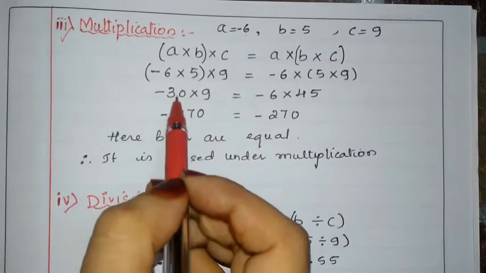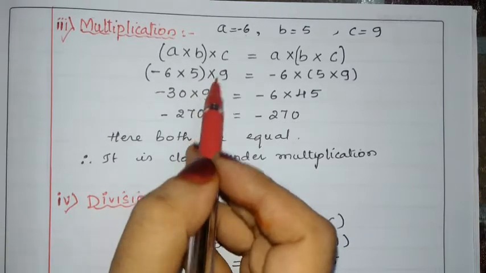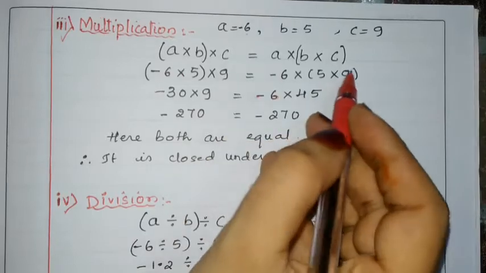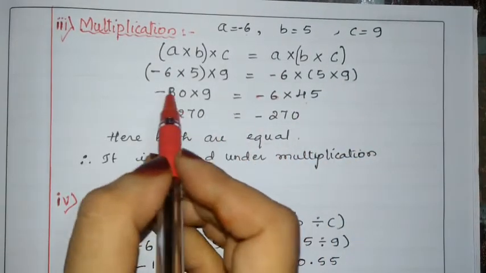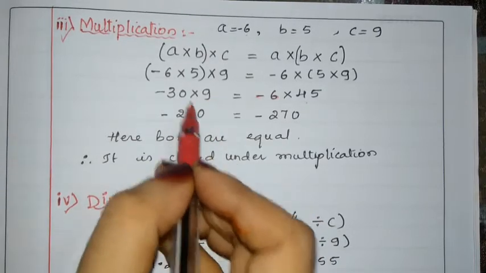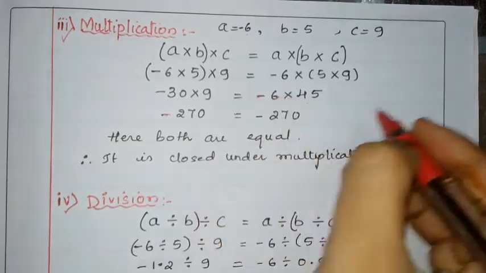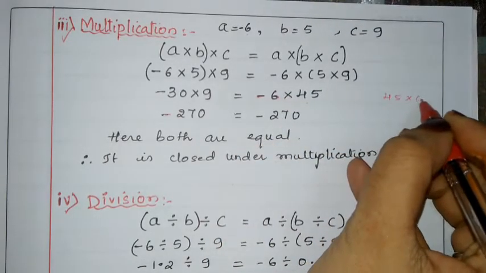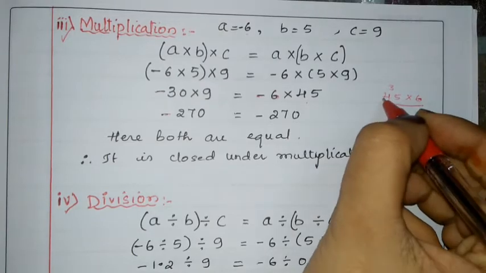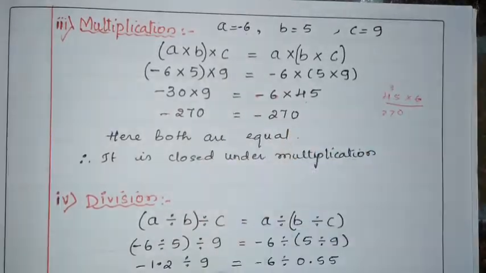Okay, 6 5s are 30, because minus times plus is minus, we have to write 6 5s are 30, into 9 as it is, equals minus 6 as it is, 9 5s are 45. Okay, 30 9s are 270, because 9 3s are 27, 0 as it is, minus 270. 45 into 6, if you multiply like this you will get 270, because 6 5s are 30, 3 here, 6 4s are 24, 25, 26, 27. So minus 270 we will get.